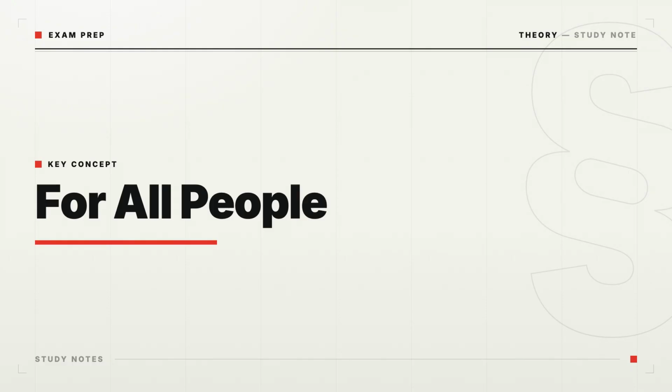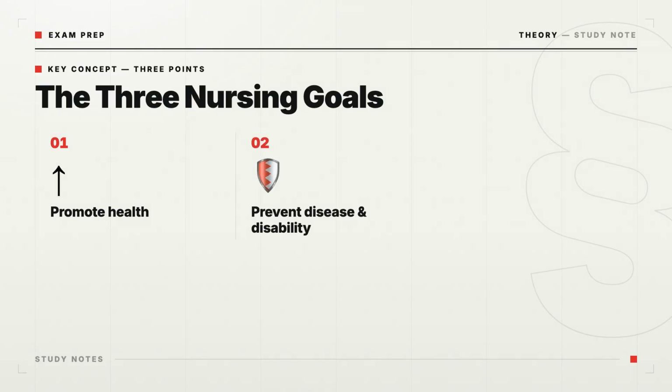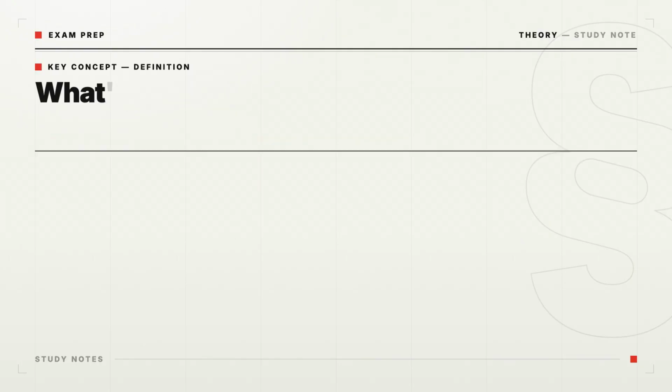Three words do more work than the rest of the sentence: for all people. Public health nursing commits to promoting health and preventing disease and disability for everyone, not just those who show up, who are insured or who are easy to reach. The goals themselves are three. Promote health, prevent disease and disability, and achieve and maintain the conditions in which people can be healthy. Every one concerns prevention and conditions, not curing individual patients.